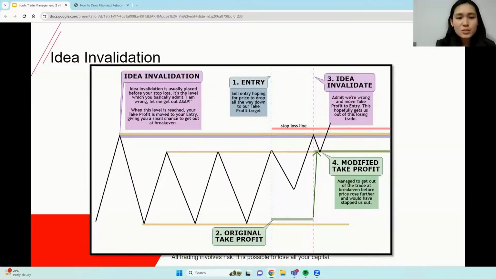It's pretty similar in logic, just that we have different names for it, I guess. It's basically the point where you admit that you're wrong and then you move your take profit to entry so that it gets you out of a losing trade. So you can see in this example that we were able to get out at break even before price rose further and would have stopped us out.